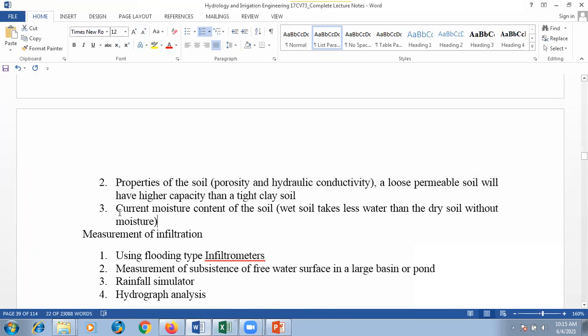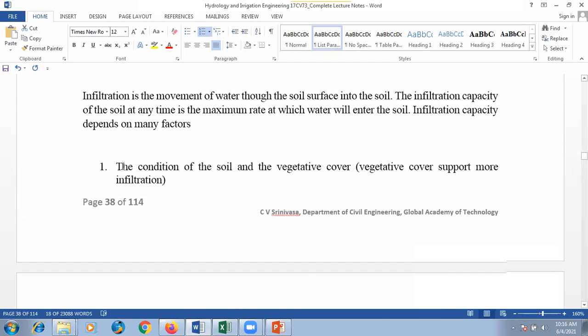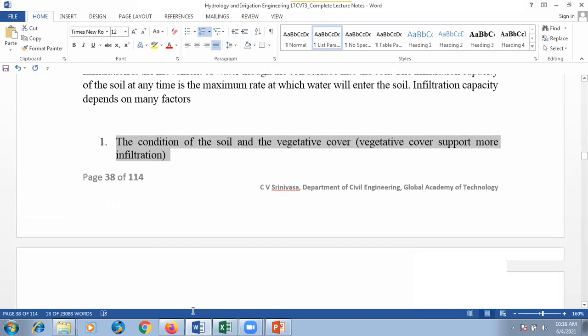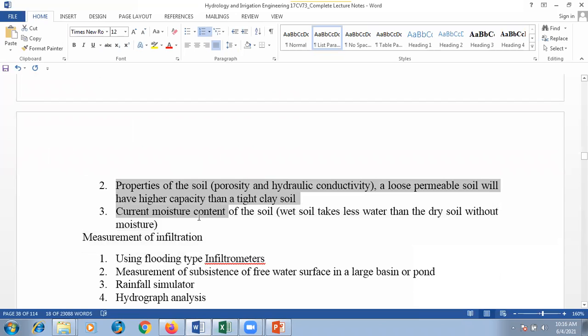Then the antecedent moisture condition. Suppose it has rained already the previous day or a week before. The soil is already moist, because of which not much water can get into the soil. Suppose it is the first rain of the season, then the soil is completely dry and the infiltration rate for such a situation is very quick. So these are the parameters which you can think of, which would influence infiltration, or the water of the rain getting into the soil.